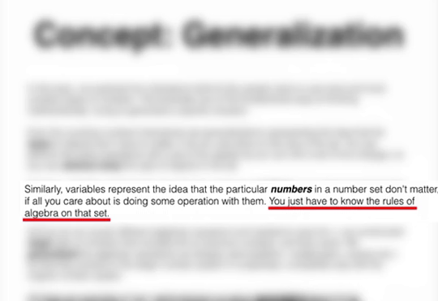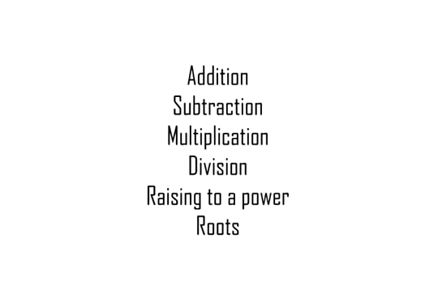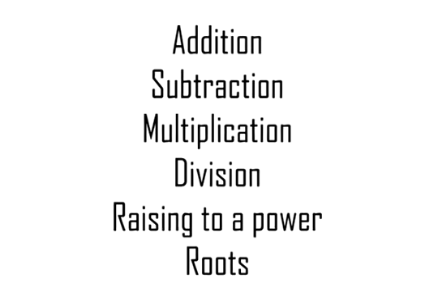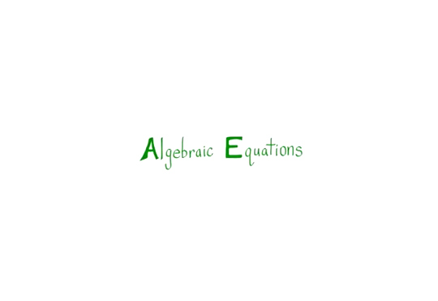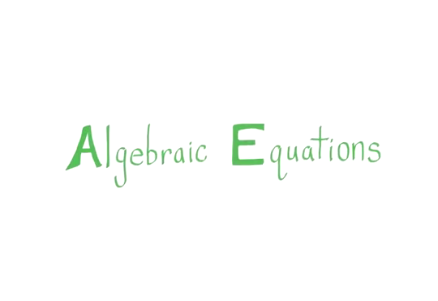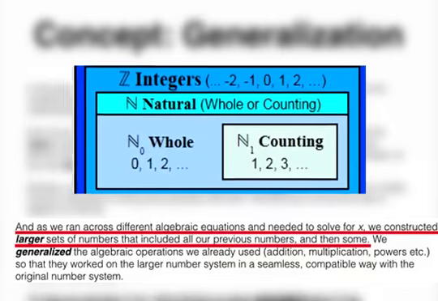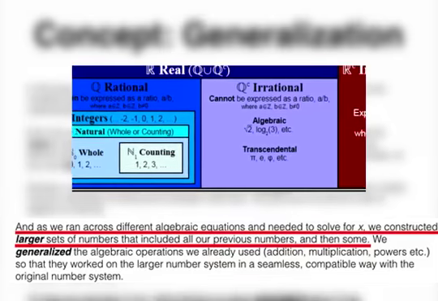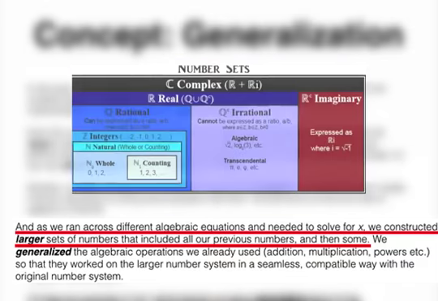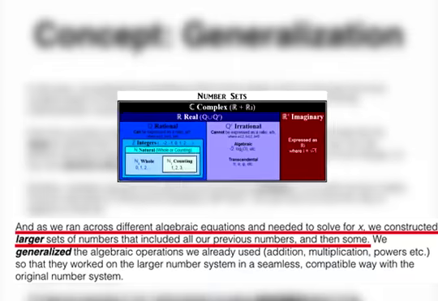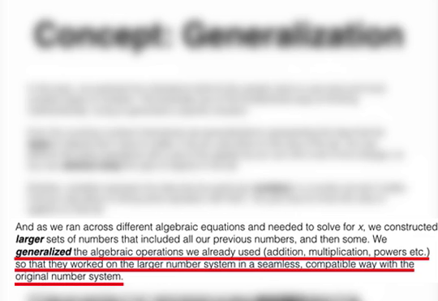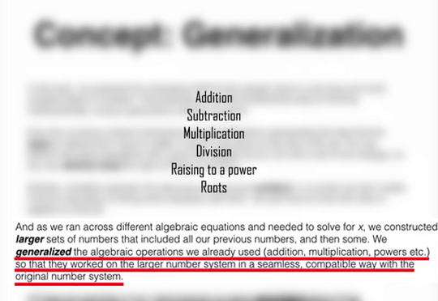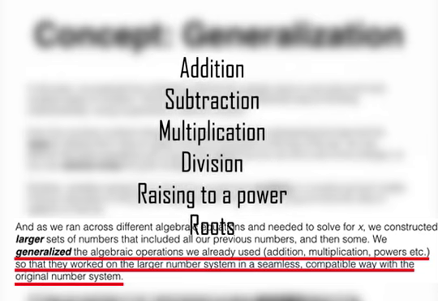And the algebra that we developed includes addition, subtraction, multiplication, division, and raising to a power and roots. And it works everywhere in every set seamlessly, from the natural numbers to the complex numbers. As we ran across different algebraic equations that we needed to solve for x, we needed to construct larger and larger sets of numbers because the previous numbers just didn't do the job. The larger sets of numbers included the smaller set, and the algebra worked seamlessly between them. So we generalized the operations we already had on the smaller set to the larger ones in a seamless way. It's compatible.